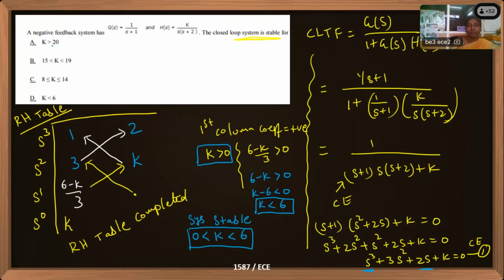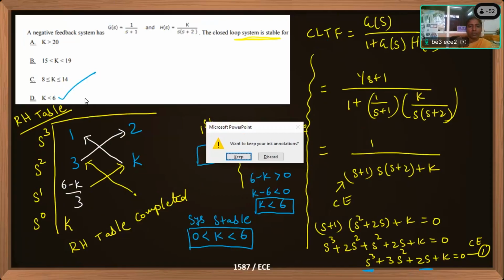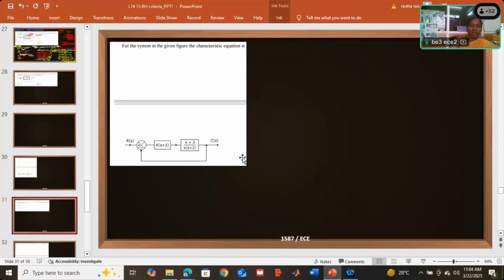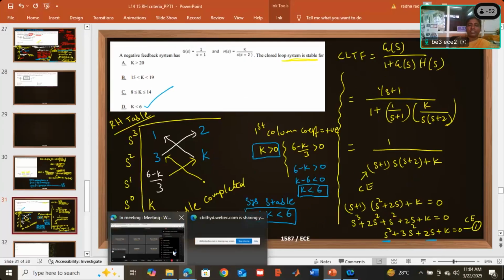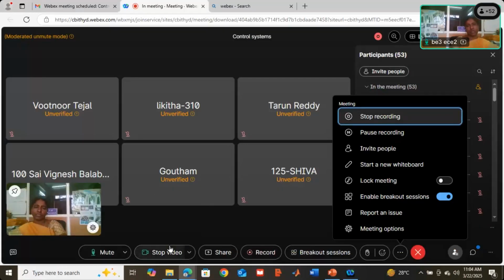So out of the 4 options given, A, B, C, D, the last option holds good. The answer is option D. With this, I have completed the basic RH table, how to calculate it, how to decide stable or unstable based on the first column, and the special cases: only first element 0, how to proceed and complete the RH table, and when a complete row of zeros comes, how to proceed with the RH table.